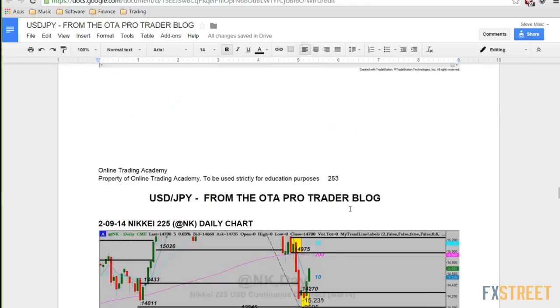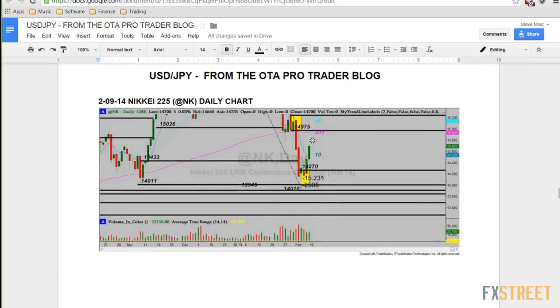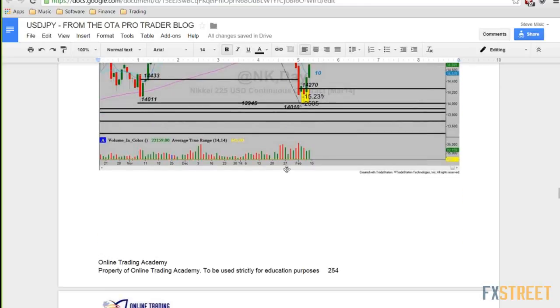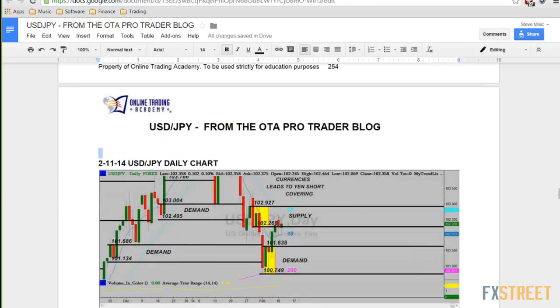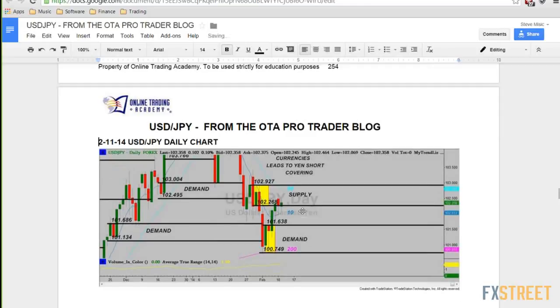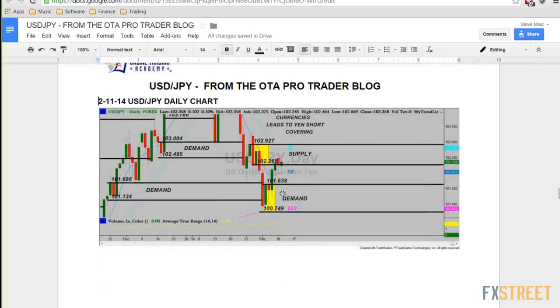So on our daily chart of the Nikkei, you see where prices rally up strongly from the 14,270 level, creating a new trading range between 14,270 and 14,975. So about a 700-point trading range forms on the Nikkei at this point in time. And coincidentally, the same type of trading range forms in the dollar versus the Japanese yen pair. The difference is the distance between the demand level and the supply level are not even 100 points apart, not even 100 pips apart.